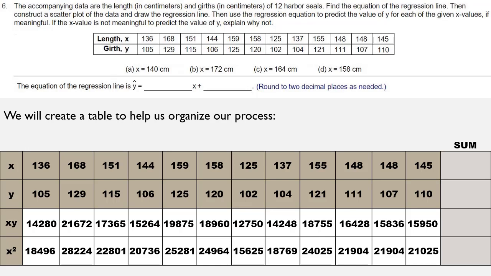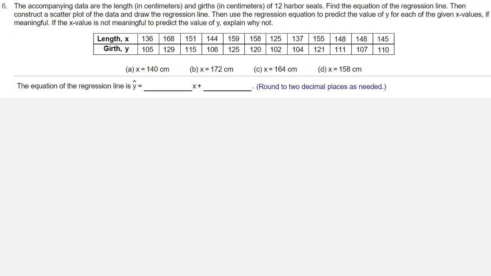We need to find the sum of those rows. So the sum of the x's is 1774. The sum of the y's is 1355. The sum of the x times y's is 201,383. And the sum of the x squareds is 263,754. So we need those values to continue the process to find the values of m and b.